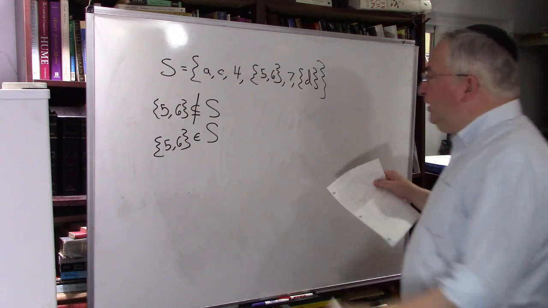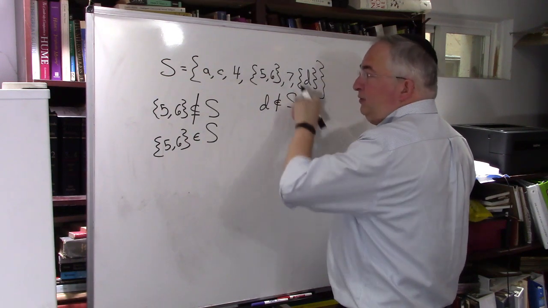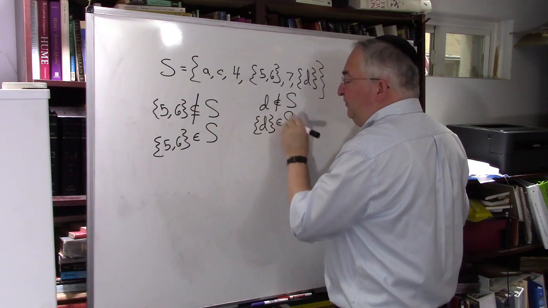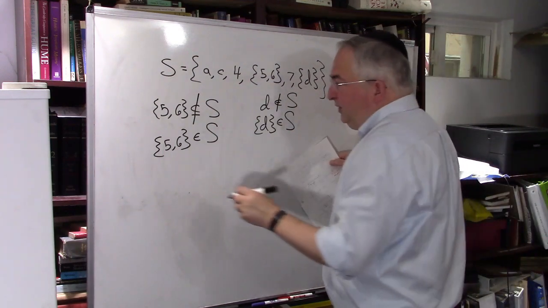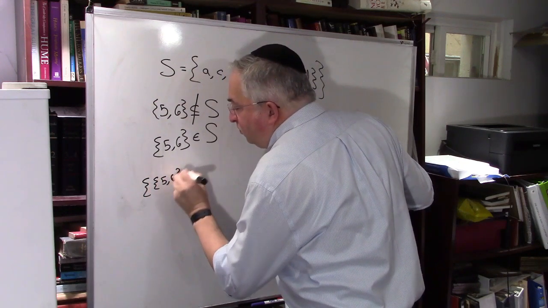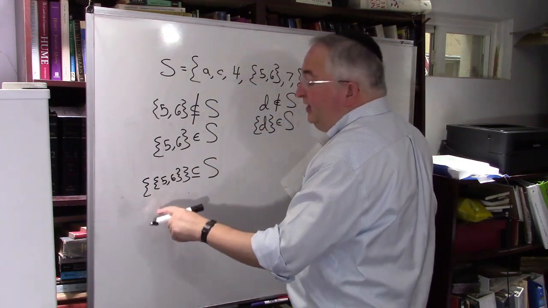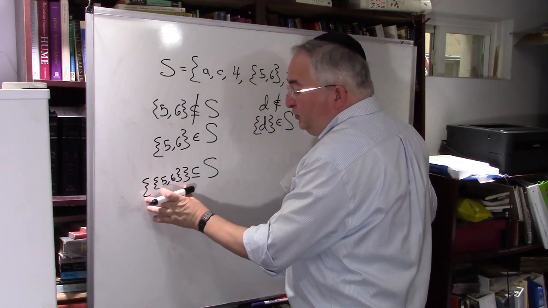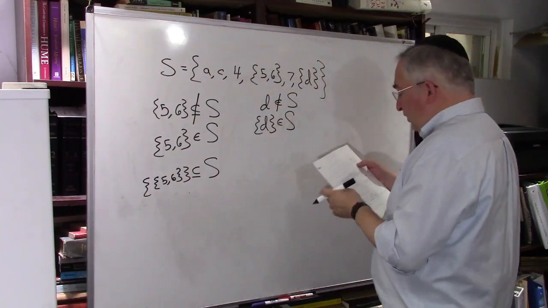Okay, let's do this. D is not an element of S. There is no D here. However, {D}, the set containing D, is an element of S. Okay. Here's something that is true. The set containing {5, 6}. So let's go through this. Here's a set. It has 1 element, the set containing 5, 6. It is an element here. So this is true.